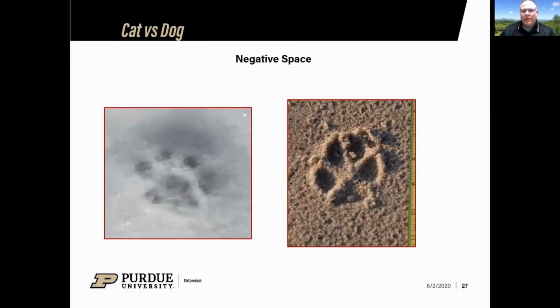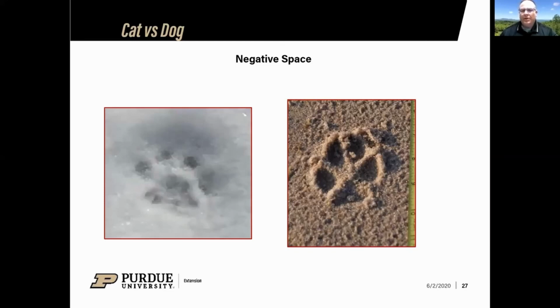And then we talked about interdigital space or negative space. On a canine track or a dog track, there really is not a whole lot of space in between the toe pads and the heel pad. There's just not a lot. And then you can see on this bobcat track that there is a lot of this negative space or interdigital space showing up in the track. And that often is a pretty key characteristic when your tracks aren't perfect.